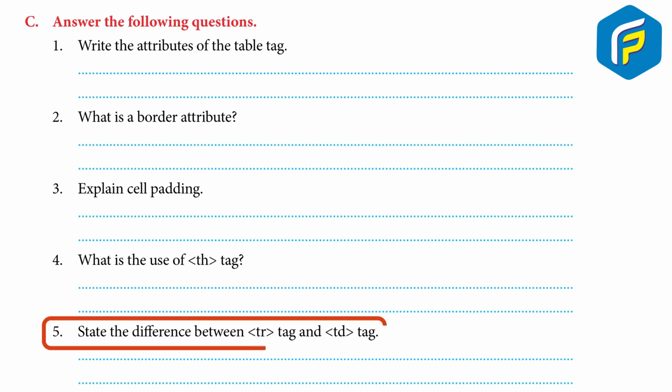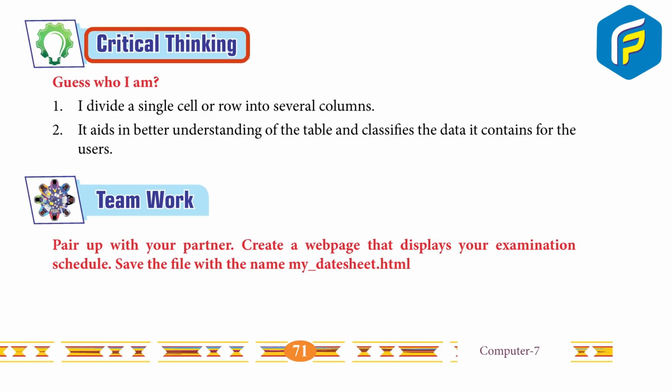5. State the difference between the TR tag and the TD tag. Answer: both the TR tag and the TD tag are different from each other. The TR tag in HTML can be used to construct a table's row, while table cells are created using the TD tag.